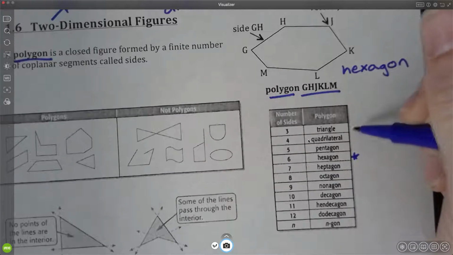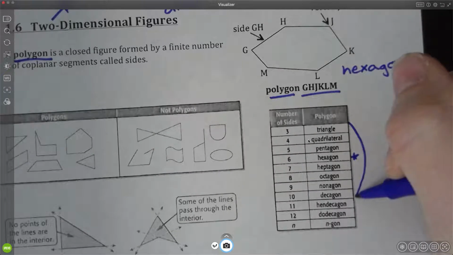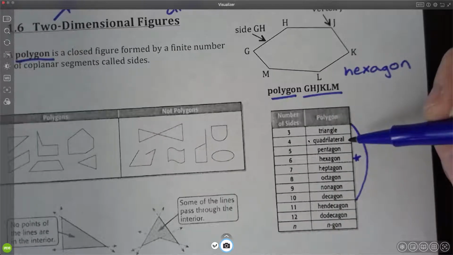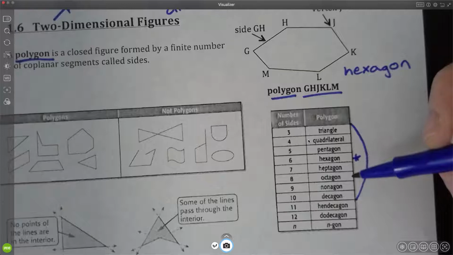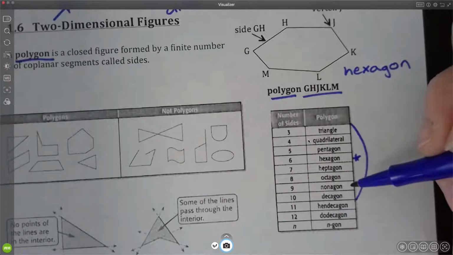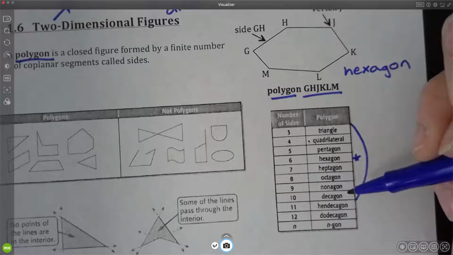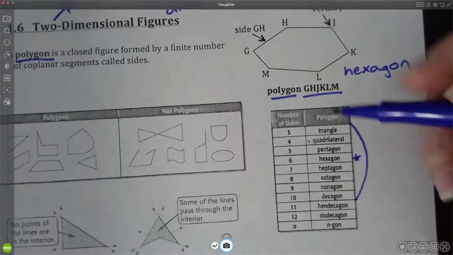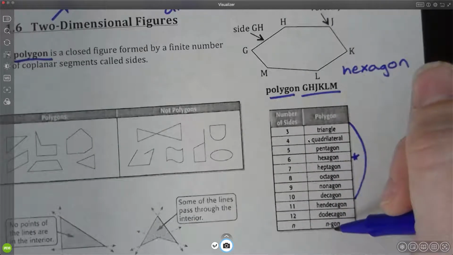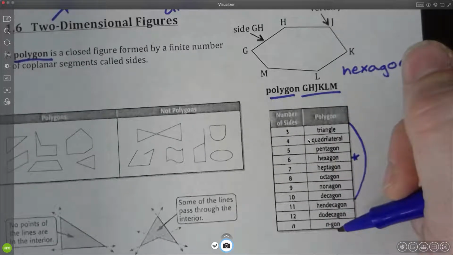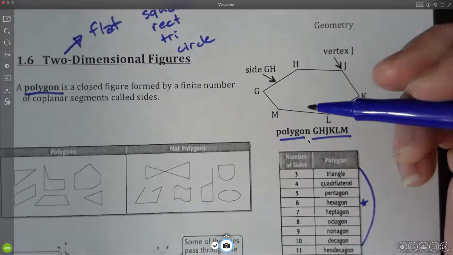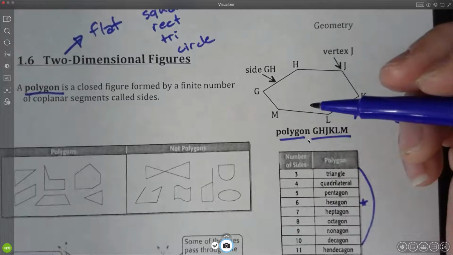Okay, you should know probably the first maybe 10 of these. So you should know that a 3-sided figure is a triangle, 4-sided is a quadrilateral, 5 is pentagon, hexagon. This one might not be one that you know: heptagon, that means 7. Octagon, nonagon, and decagon. You should know all of those. Anything that's bigger than 12 is just called like a 13-gon or a 26-gon or a 48-gon, whatever.